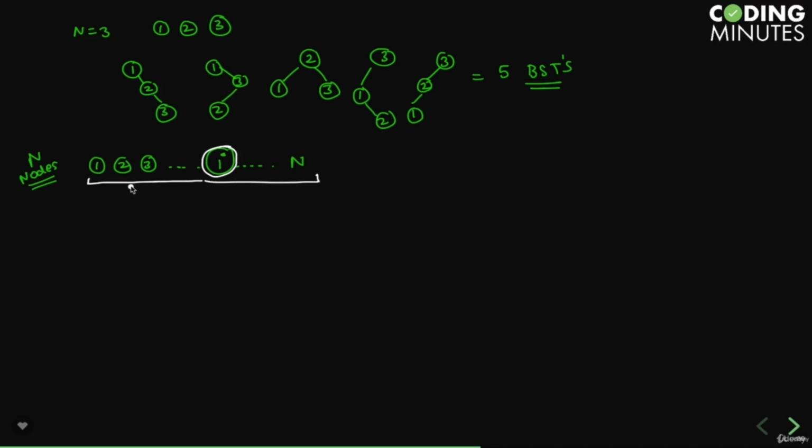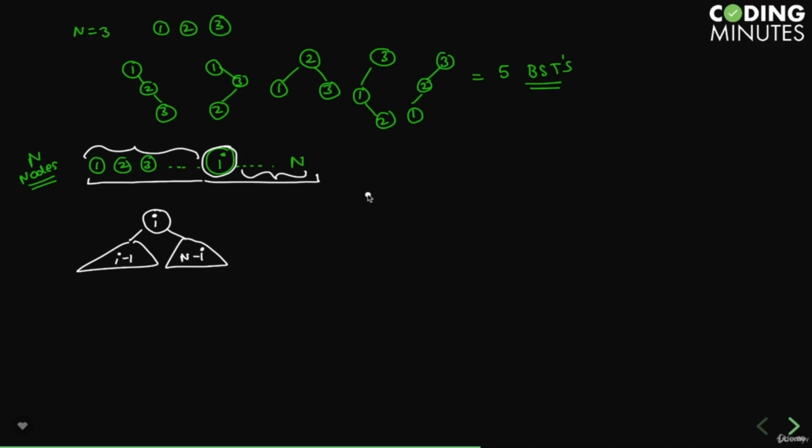Now what will happen if you put the ith node as a root node, and since it is a binary search tree, all the nodes which are to the left will be a part of the left subtree. So in the left subtree we can have i minus 1 nodes, and all the nodes which are here will be a part of the right subtree. So in the right subtree we will have n minus i nodes.